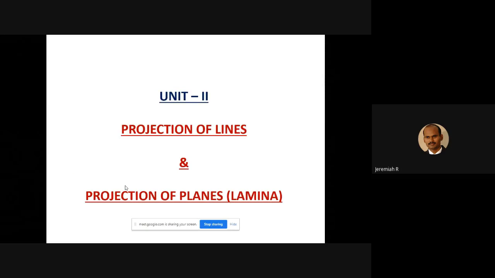If you take unit 2, there are only 2 topics. You'll have one question from projection of lines, one question from projection of planes or lamina. In the first unit, in projection of point, we just keep a point in the first quadrant, second quadrant, third quadrant, and fourth quadrant. We are trying to visualize. But in unit 2, we are going to keep the line in the first quadrant alone. Hereafter, we will not consider second, third, fourth. I already told you we follow first angle position in India. So hereafter we follow only first angle position, that is first quadrant. We're going to keep the component in the first quadrant.